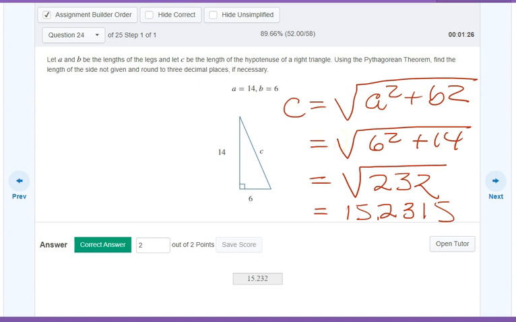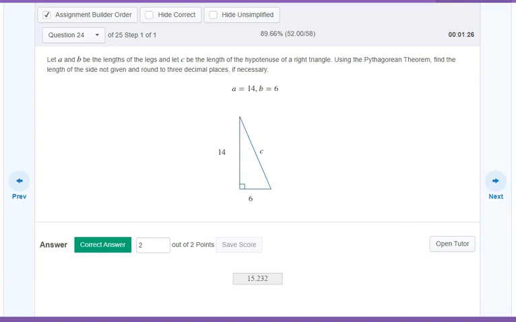Now, for this one, we did one like this already. And c is equal to the square root of the sum of the square of side A and the square of side B, which was 232. When I take the square root of that, I get this. I look to the fourth position. It's a 5, so I have to drop it, add a 1 to the 1, and make this a 2. So our answer is 15.232.